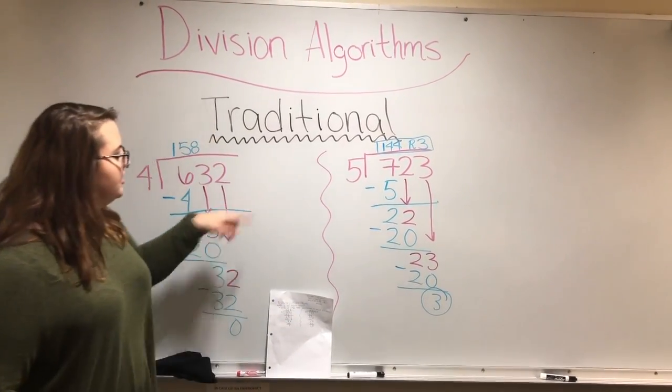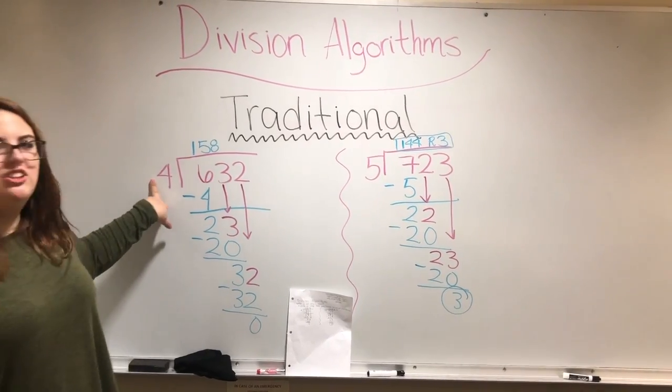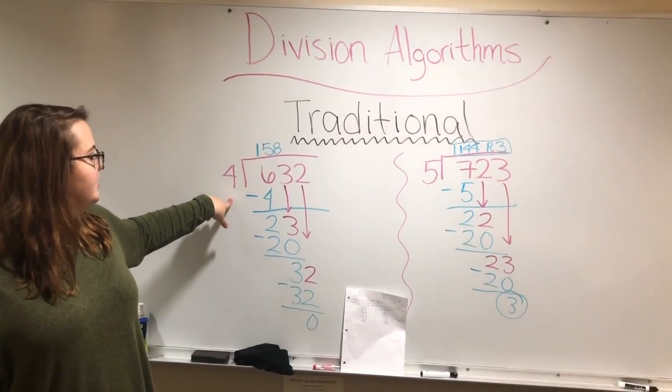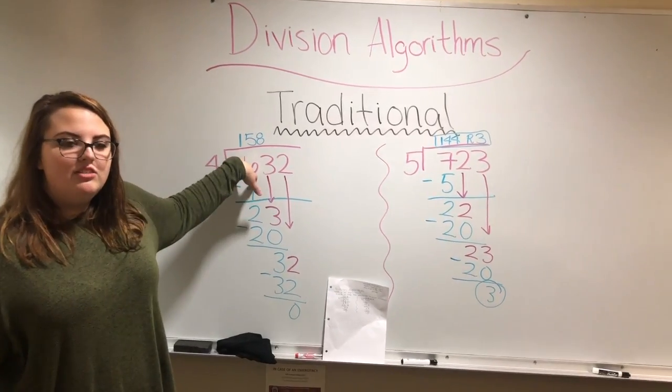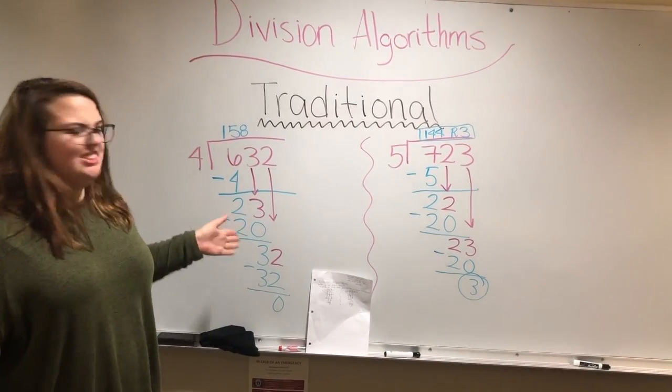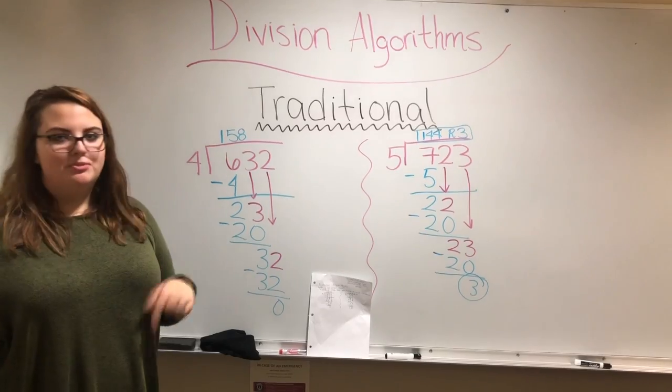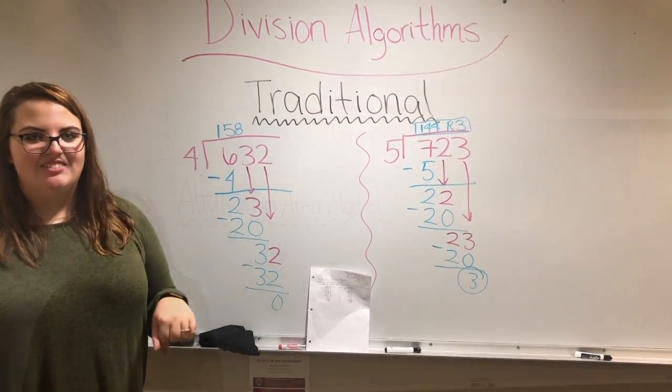So that's how we do our traditional algorithm, where you're kind of just following your steps, but it's hard to take into account our place value that we've been working on, and it's kind of hard to follow. So let's move into the alternative algorithm.